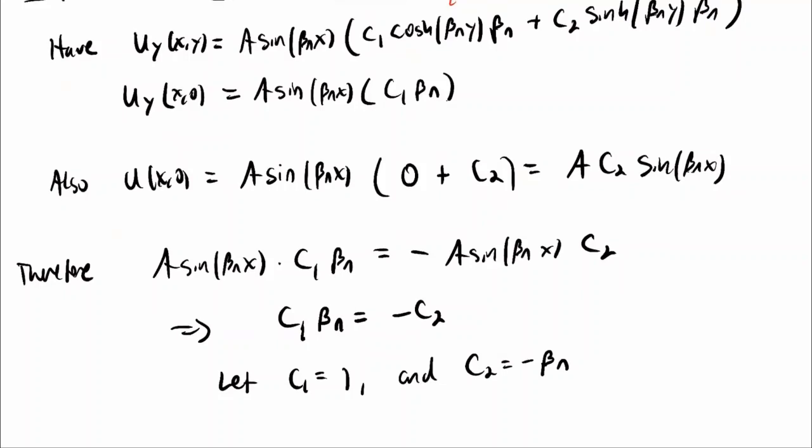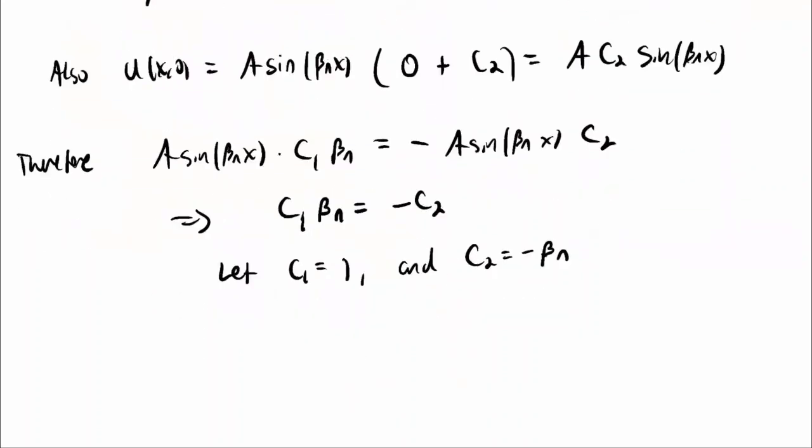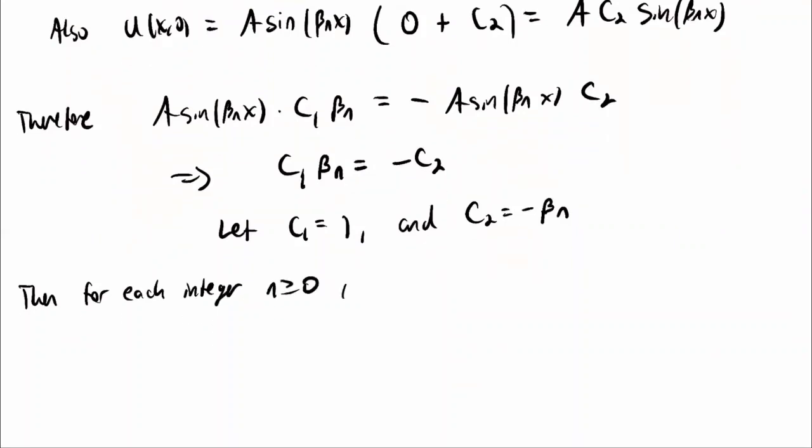And okay, let's now plug these in. So then we get, for each integer n bigger than or equal to 0, our function u(x,y) is given by some constant a.